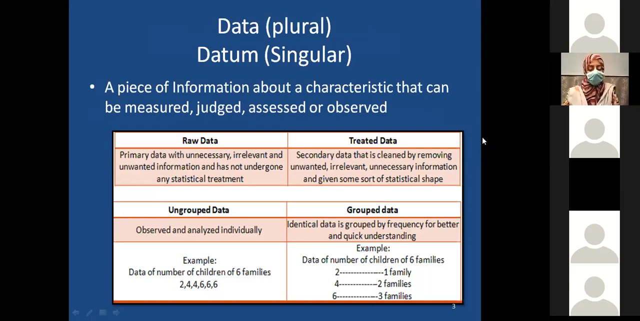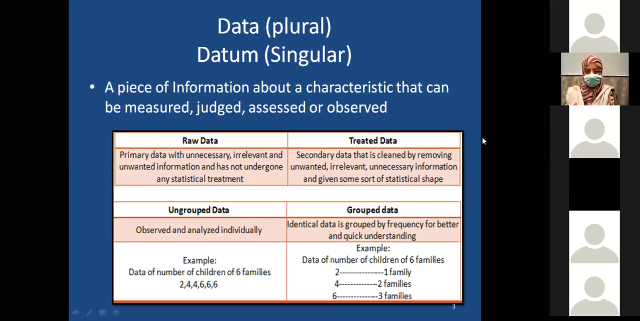Okay? So there are different types of data. For example, there's raw data, which I told you, primary data that has unnecessary, irrelevant and unwanted information and has not undergone any statistical treatment. What is statistical treatment? You need to take out some information from the data and you need to put in all the information that you need at that point in time, which is required. Okay, that is called raw data.